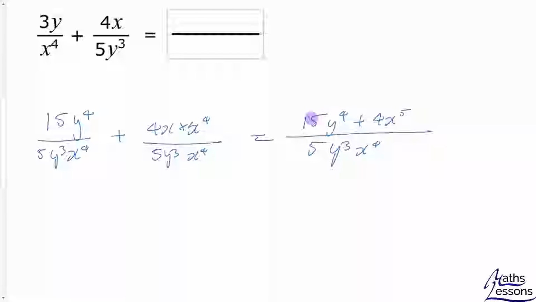And as we can't factorise this, as I showed yesterday, we're cancelling out, then you can't cancel anything down. There's no common factors throughout the top, and therefore we won't be able to cancel down anything with the bottom. So we just get 15y to the 4 plus 4x to the 5 all over 5y cubed x to the 4.